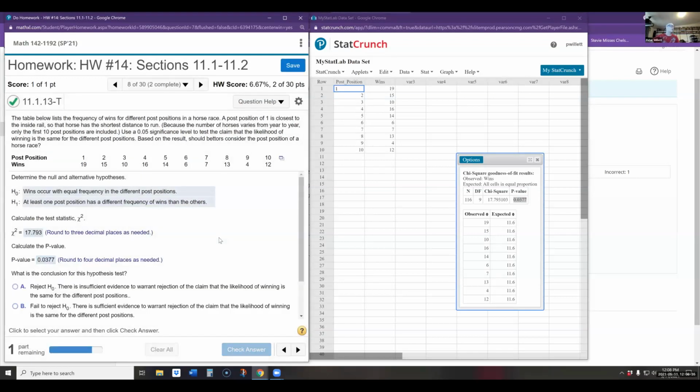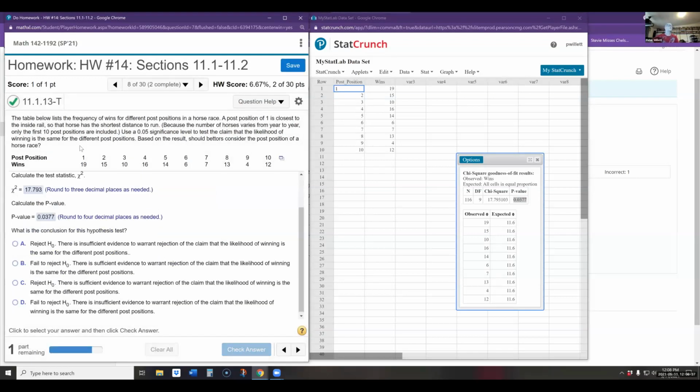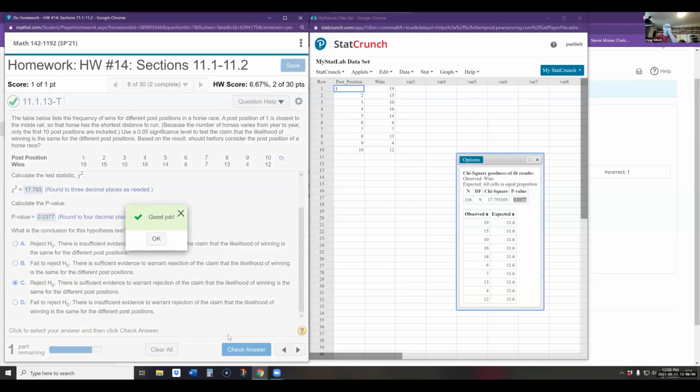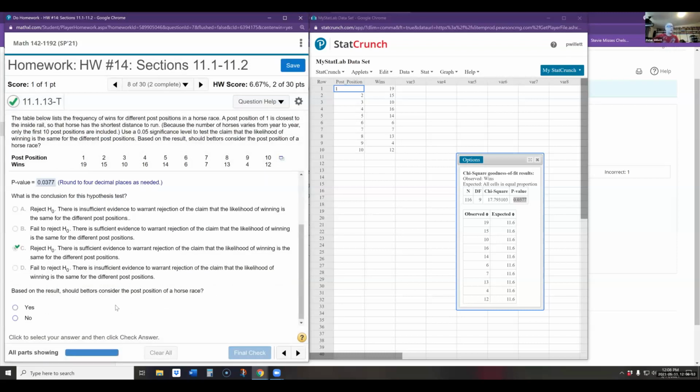Now I think we need to draw conclusions. So what was our significance level? Our significance level was 5%, and our p-value is less than 4%. If the p is low, the null must go, so we reject the null. That's A and C. C says there's sufficient evidence. Based on the results, should bettors consider the post position of the horse race? Well, it sounds like they're not equally likely, so that has something to do with their likelihood of succeeding. So I'd say, yeah, you should consider that.